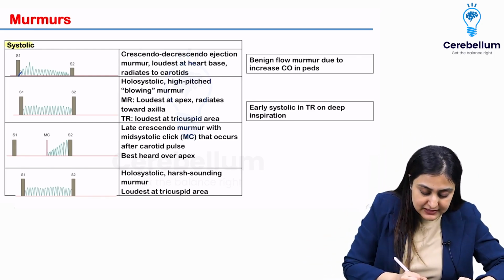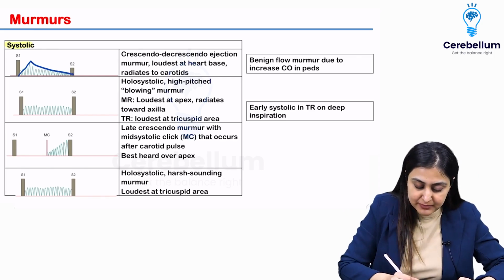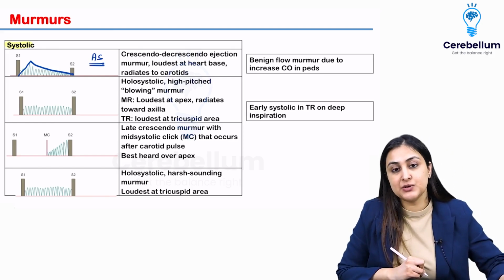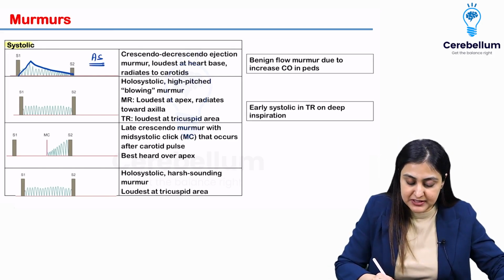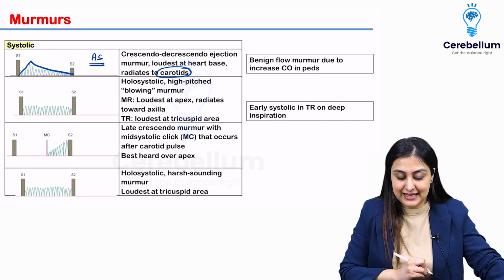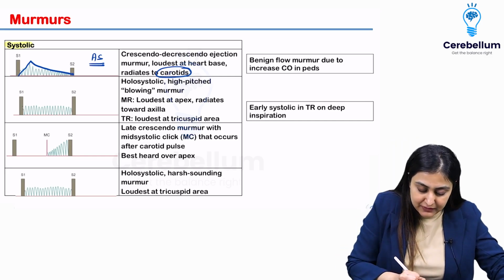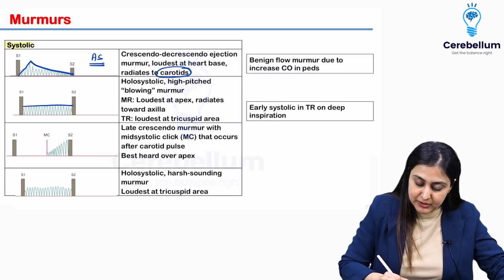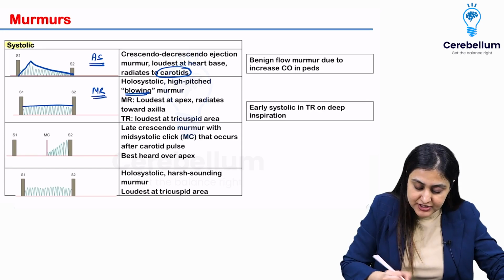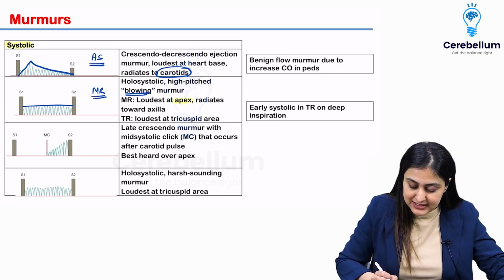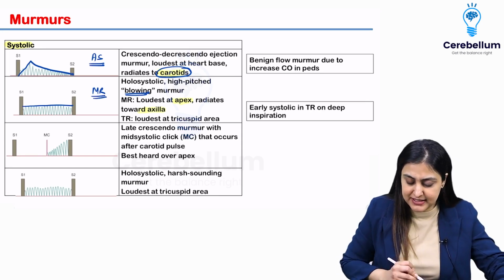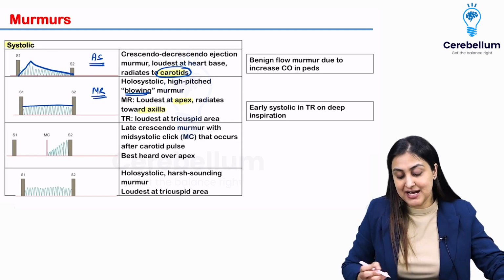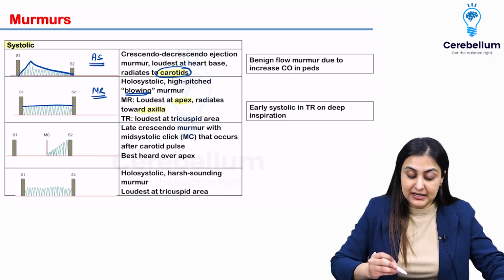When you have this crescendo-decrescendo murmur, this is the very, very important typical feature of aortic stenosis or pulmonary stenosis murmur. It is loudest at the heart base and it radiates to the carotid. So this is AS. On the other hand, you have a holosystolic or pansystolic murmur, a blowing high-pitched murmur. This is mitral regurgitation. So MR is loudest at the apex and radiates to the axilla. These radiations are very important. TR obviously would be in the tricuspid area.